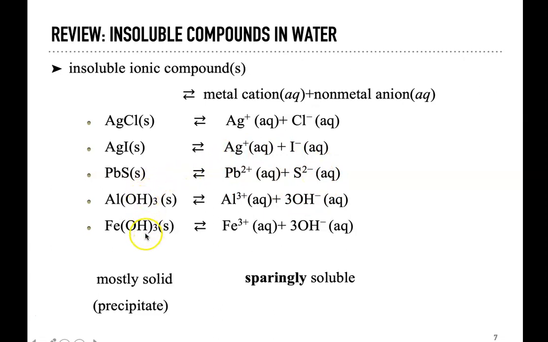Aluminum hydroxide, iron(III) hydroxide is also insoluble, and a minute amount of the compound is dissolved into water, producing aluminum 3+ ion and iron 3+ ion and hydroxide ion. So these insoluble ionic compounds mostly are present as solid precipitate, and they are sparingly soluble. A minute amount of these ions are soluble and staying as these ions.